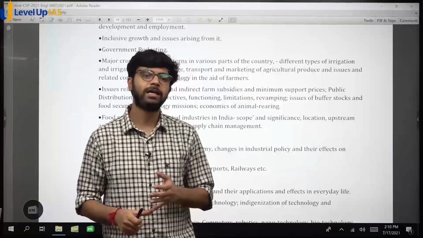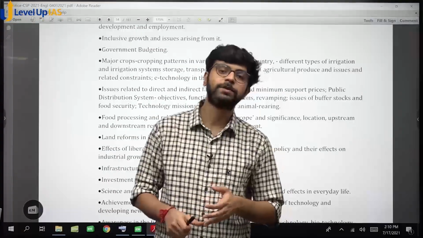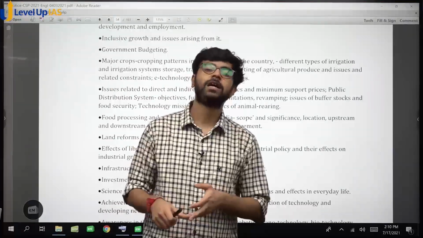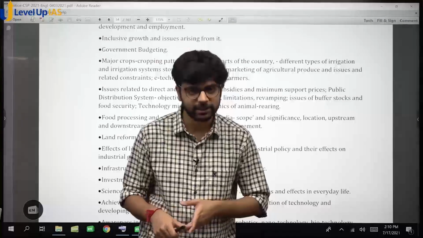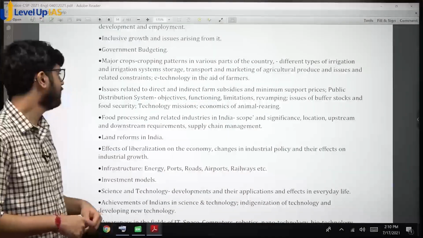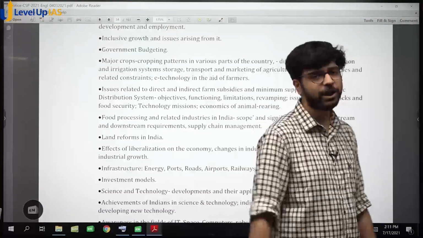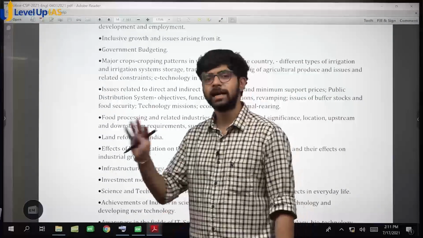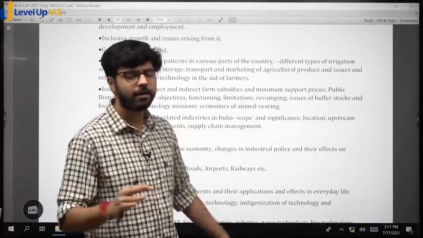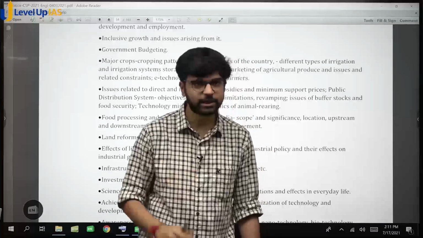Issues relating to direct and indirect farm subsidies and minimum support prices. Second, PDS, objectives, functioning, limitations, revamping. Then issues relating to buffer stocks. Then technology missions. And then economics of animal rearing. Okay? Did we cover everything? Yes. Again, what is the fifth syllabus point? Issues relating to direct and indirect farm subsidies. Second, PDS, objectives, functioning, limitations, revamping. After that, nothing. Issues of buffer stock and food security, technology missions, economics of animal rearing.